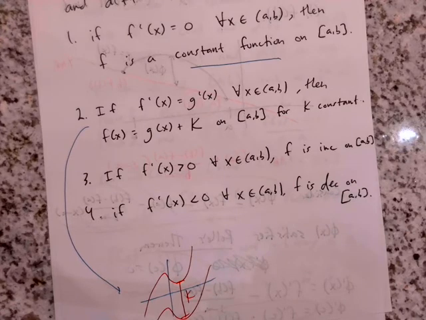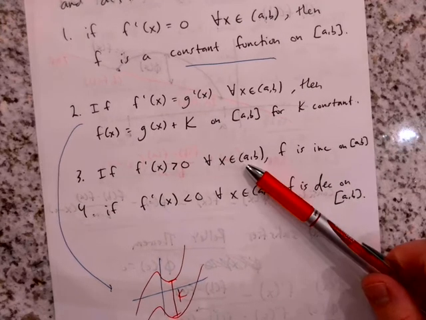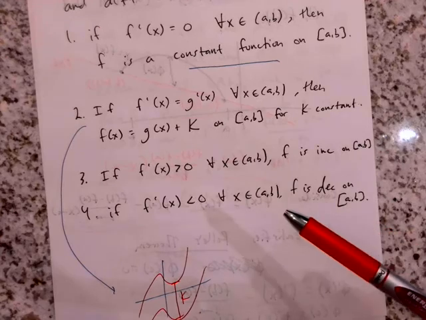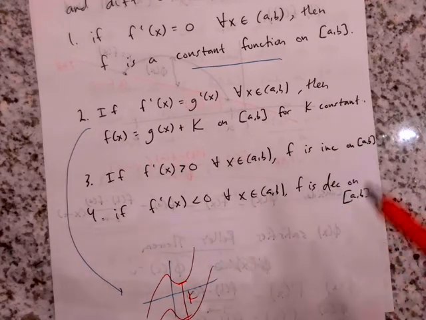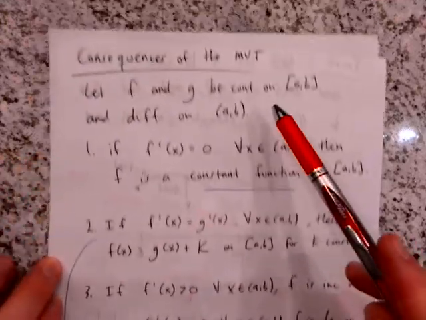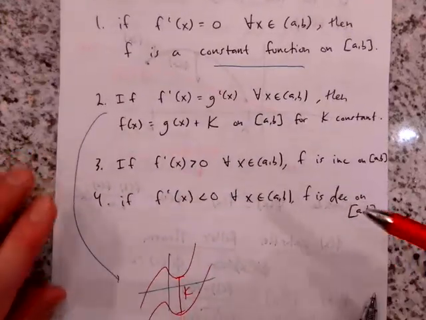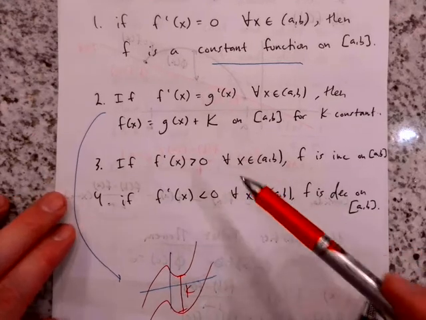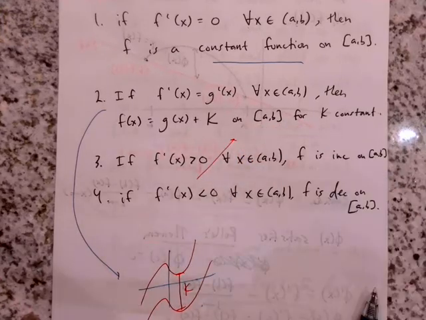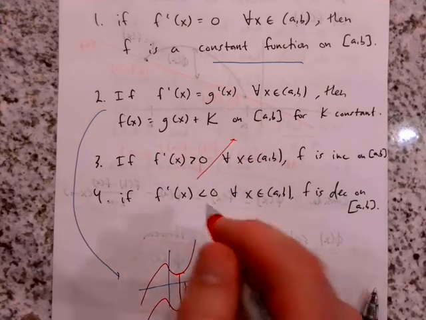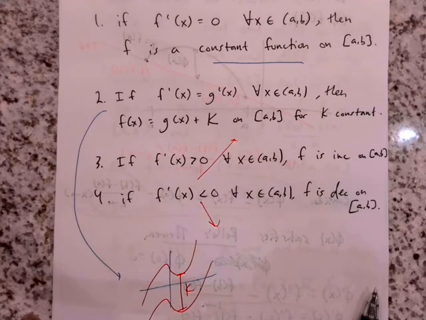Third, if f prime is positive for all x in the open interval, then f is increasing. If f prime is negative for all x in the interval, then f is decreasing. This is only valid as long as your graph is continuous and differentiable. But again, it makes sense. F prime positive means the slope is positive, means your graph is increasing. F prime negative means your slope is negative, the graph is decreasing.